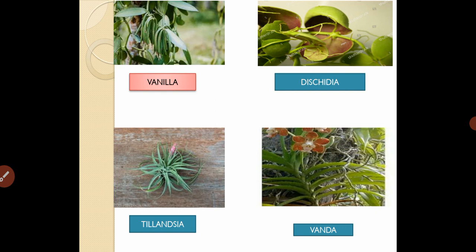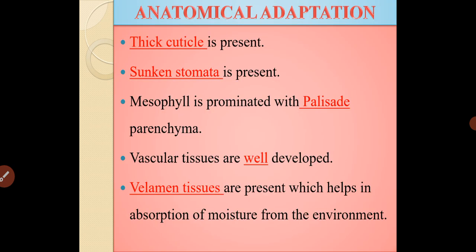These pictorials show the leaf modifications. The first pictorial shows vanilla leaves. Second one is Discidia. Third one is Tillandsia. And the fourth one is Vanda.